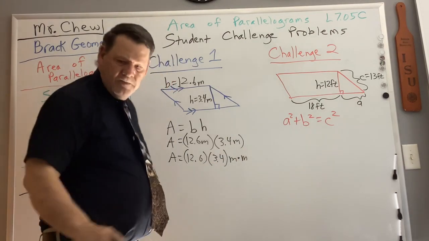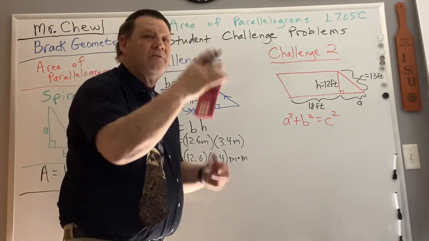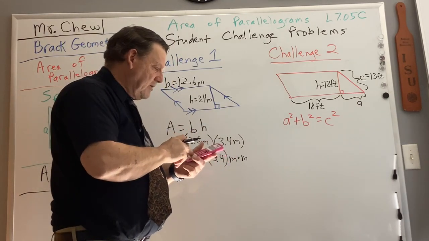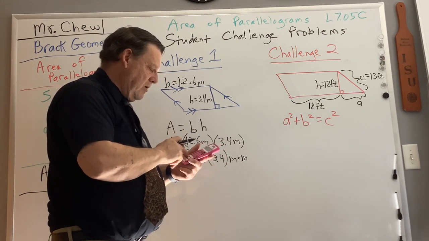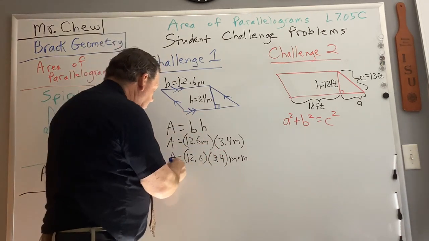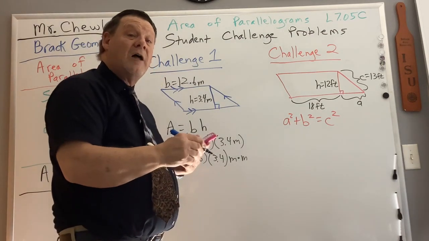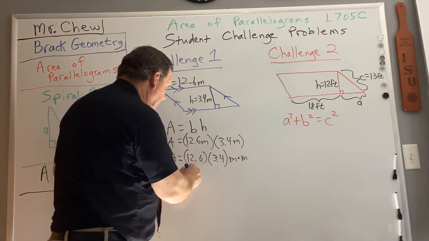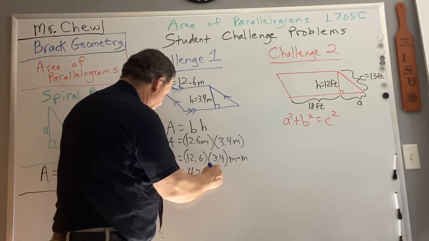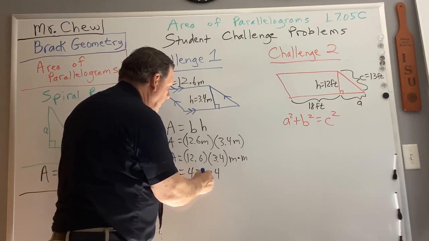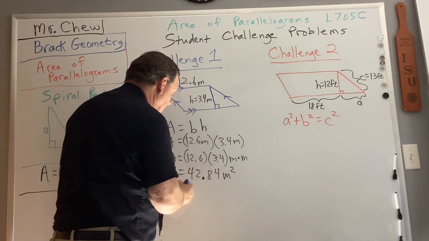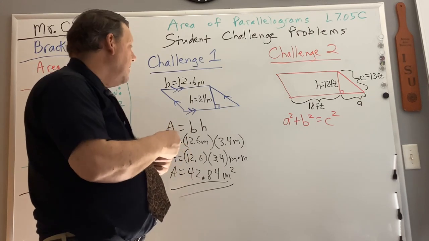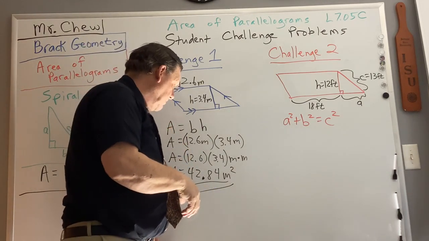times meters. I always want you to use a calculator if there's decimals and you're able to. And you are able to. So I have 12.6 times 3.4. And if you don't have a calculator, you can go to desmos.com, and they have scientific calculators and graphing calculators you can use. 42.84 meters times meters is meters squared. And that is exact. There's no sense in rounding that since you get a terminating decimal there.